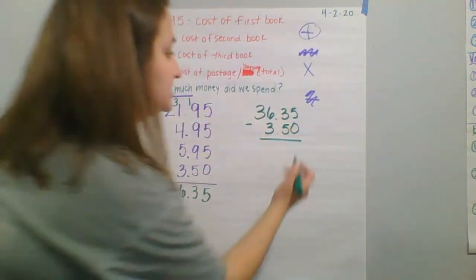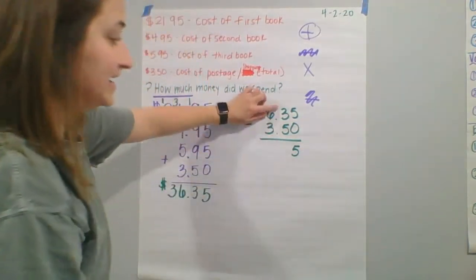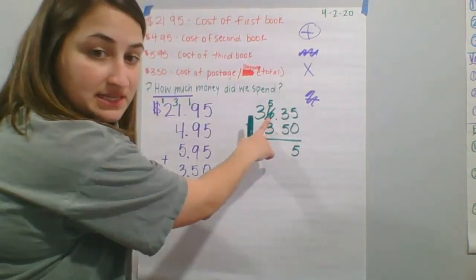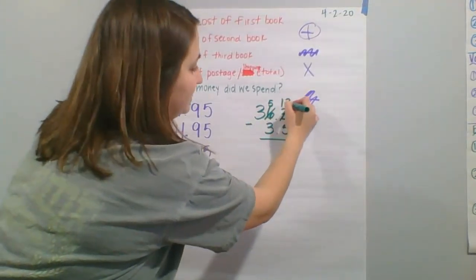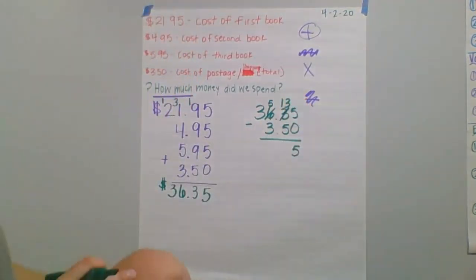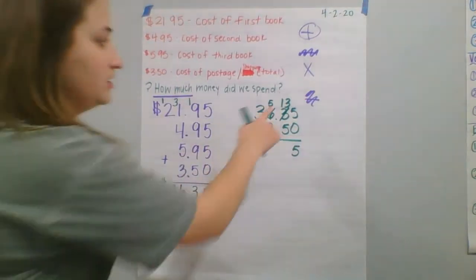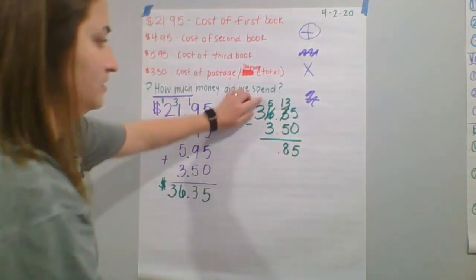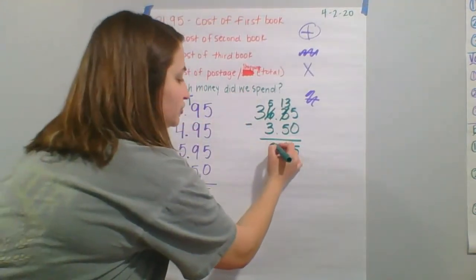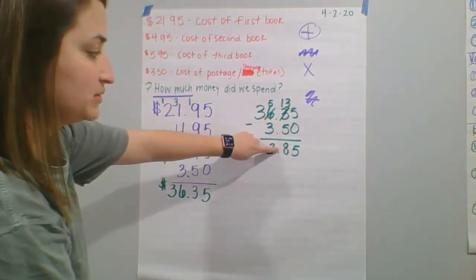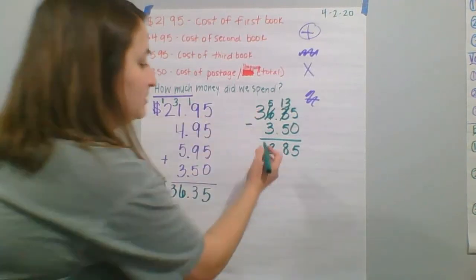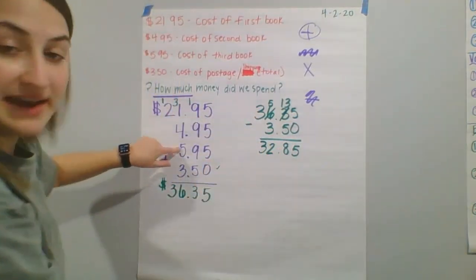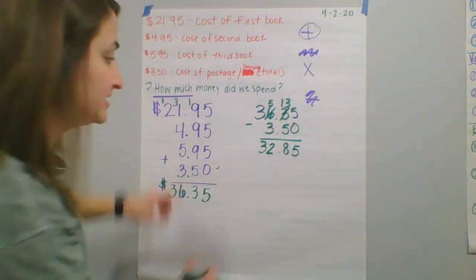5 minus 0 is 5. I can't do 3 minus 5, so I'm going to borrow from the 6, make it a 5. The 3 becomes 13. 13 minus 5 is 8. 5 minus 3 is 2. Remember, our decimals are lined up, so we want to bring that decimal down, and then bring our 3 down. So we've done this part. We now want to subtract $5.95.